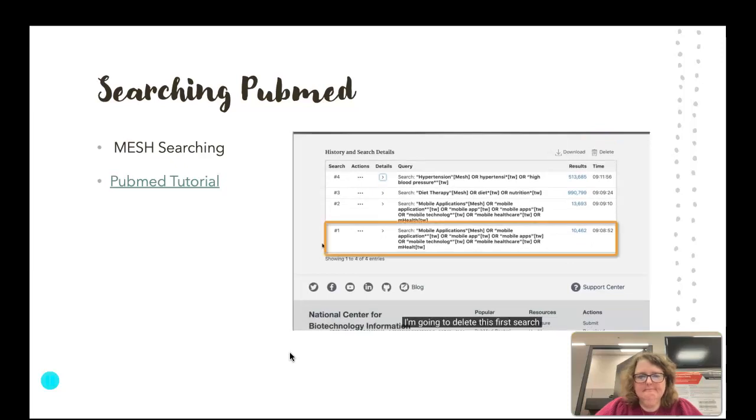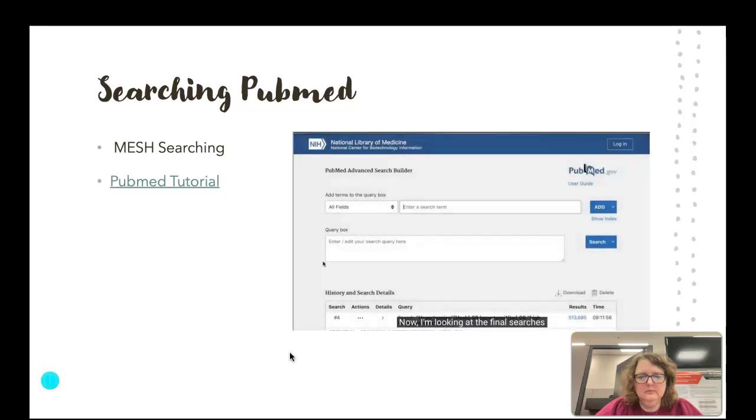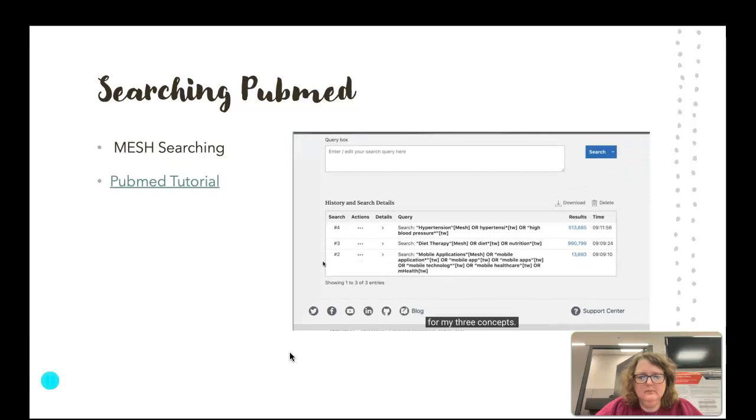I'm going to delete this first search with our spelling mistake so it doesn't cause confusion. Click on the 3 dots under the Action heading and then click on the Delete link. Now I'm looking at the final searches for my 3 concepts. There are several ways to combine these searches. What I do most often is use the set numbers.